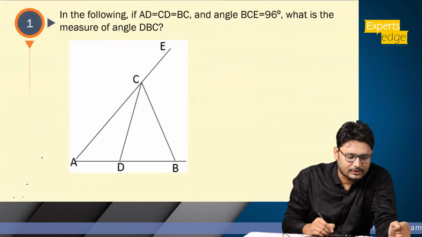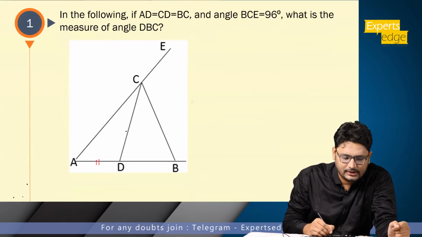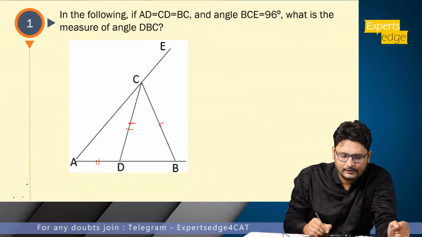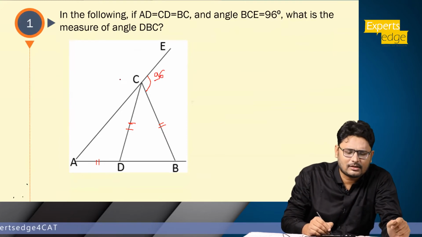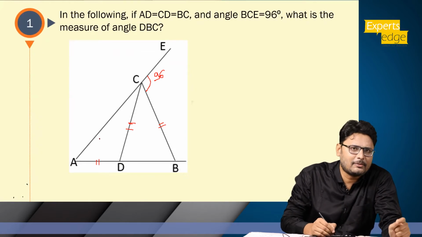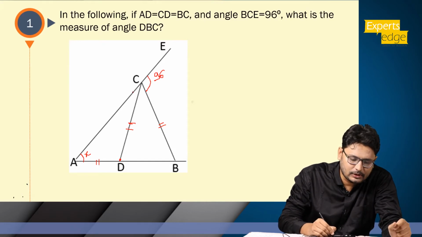Now let's solve this question. It says AD is equal to CD is equal to BC, and angle BCE is 96. You must know that in a triangle, if sides are equal, the angles opposite to them will also be equal. So if I suppose this angle as X, then in triangle ACD, opposite to AD my angle should also be equal to X. So this is nothing but X.